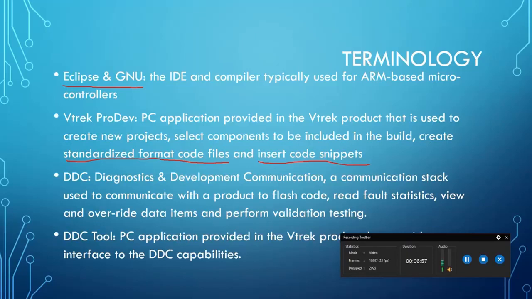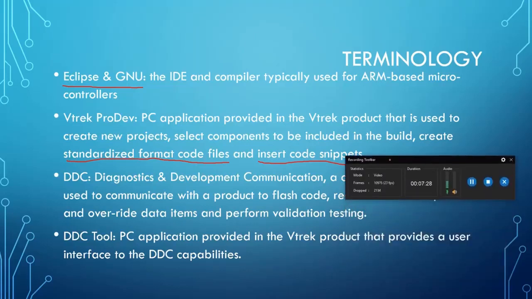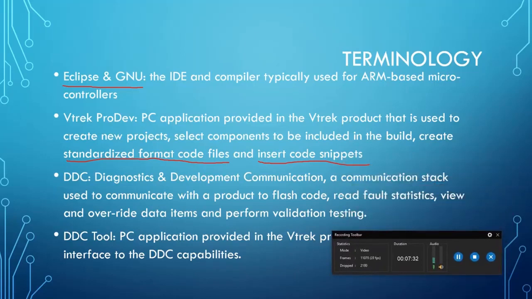DDC stands for Diagnostics and Development Communication, and this is a comm stack that we use to communicate with a product. We can use it to flash code, read fault statistics, clear faults, view and override data items, and you can also use it to perform validation testing. The DDC Tool is an application that utilizes the functionality that's provided in DDC and provides you with an interface so that you can use that during development, and you could also use it in the field. You can also write your own interface if you want to narrow the scope of what a particular tool would do.